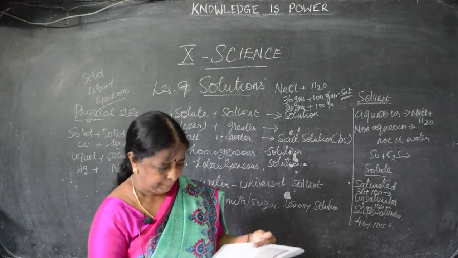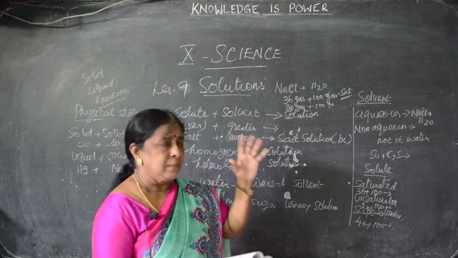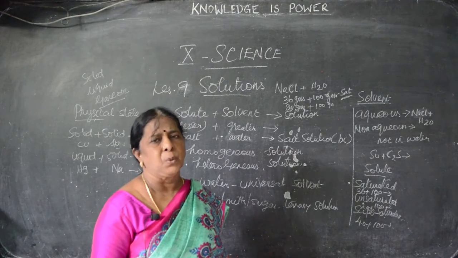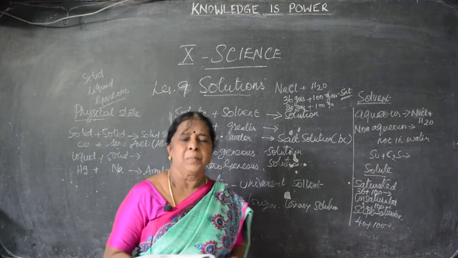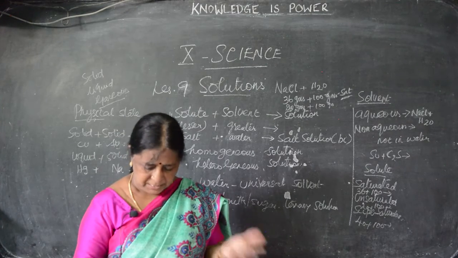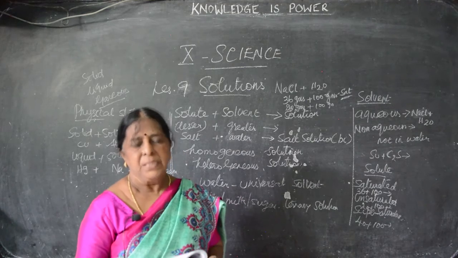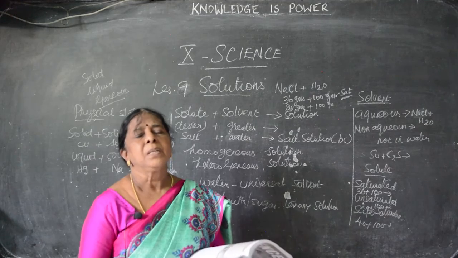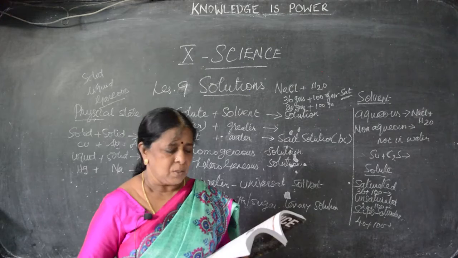Clear, children? So, we have seen the solutions. Now we have to see the form of the solution, either concentrated or diluted. For example, when you take coffee, it may be strong or light. Strong means more coffee powder is added, that is concentrated. Light means less coffee powder, that is diluted. So we can further divide solutions into dilute solution and concentrated solution. Concentrated means more dense; dilute means the concentration is less.